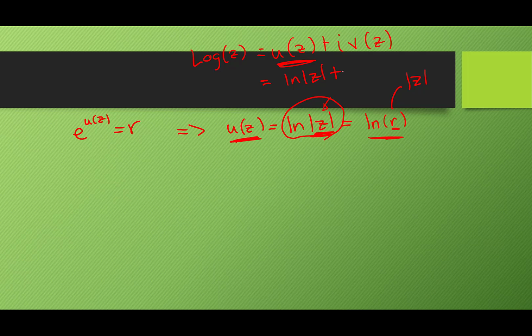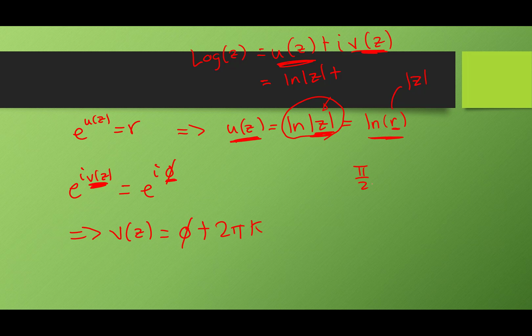Now here's where things get a little bit more complicated. Let's look at that second equation. We had e to the i v of z, which was the imaginary part of our log function here, and we said that this was equal to e to the i phi. Now unfortunately this doesn't mean that v of z has to be equal to phi. That's just not true. What this implies instead is that v of z is equal to phi plus any multiple of 2 pi k, because remember these are angles, right? And different angles can lie on top of each other. So for instance, think about pi over 2, 3 pi over 2, and 5 pi over 2.